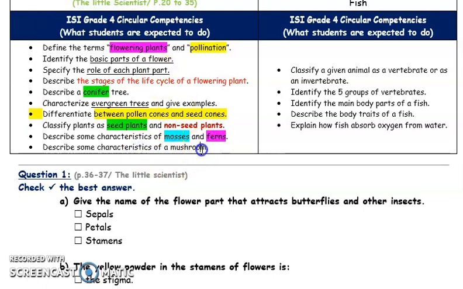What are some characteristics? Mushrooms are fungi, they have their own special group. Fungi are not plants and not animals. A mushroom is made of a cap, stalk, and mycelium. And most ferns and mushrooms are organisms that make food for themselves.